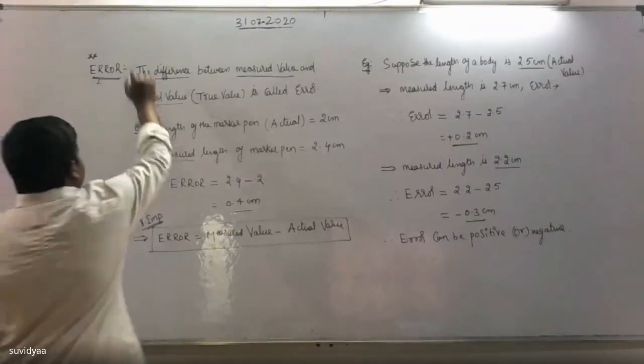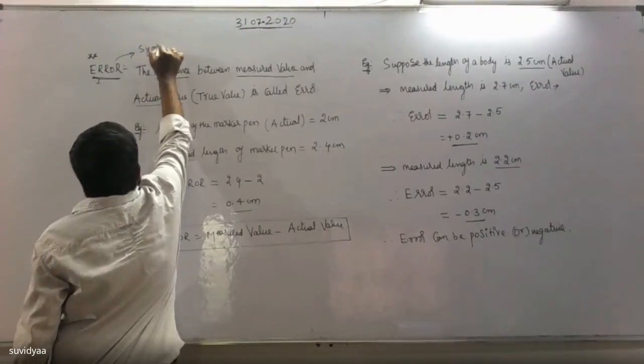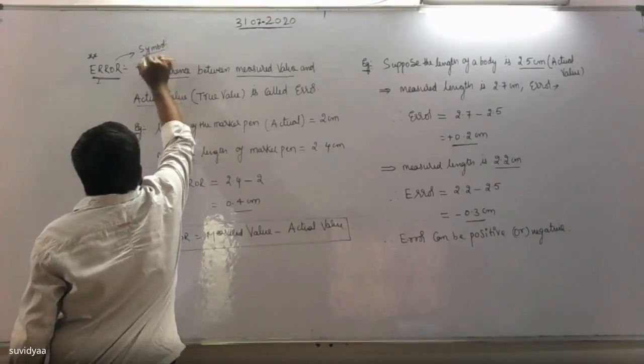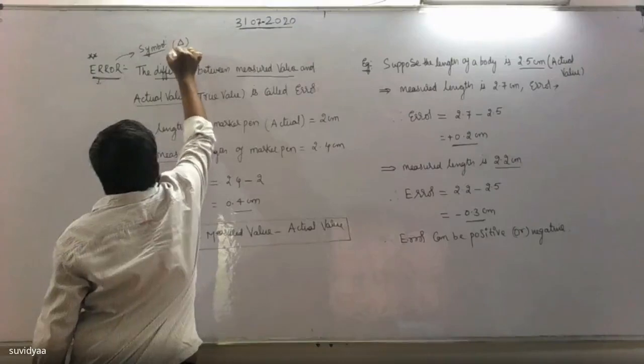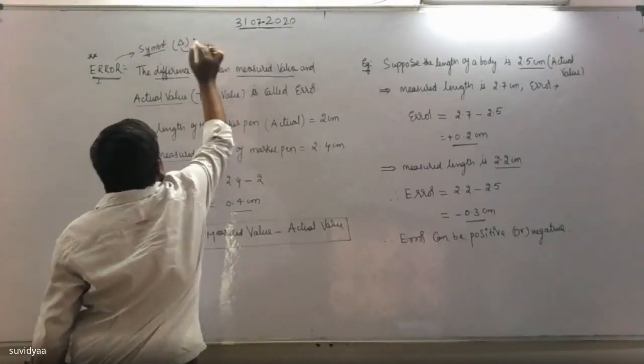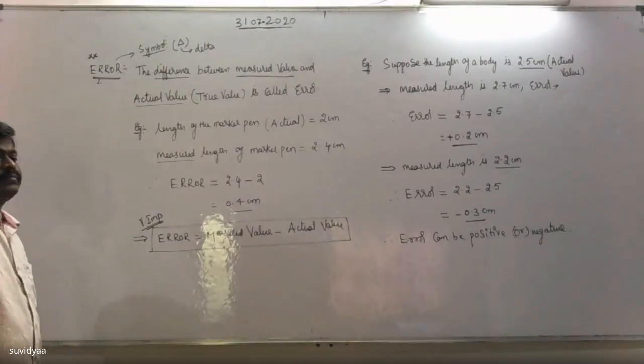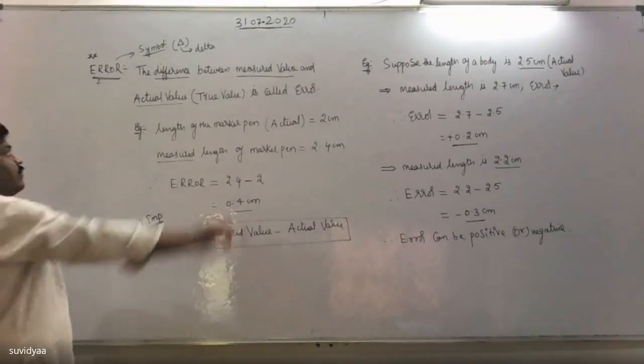You can see here. Error symbol. Error symbol is delta. What we call it as delta. Symbol for error is delta. Remember, and we write like this.